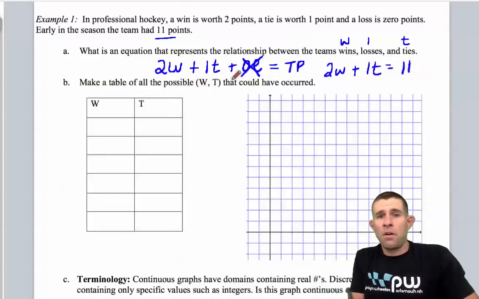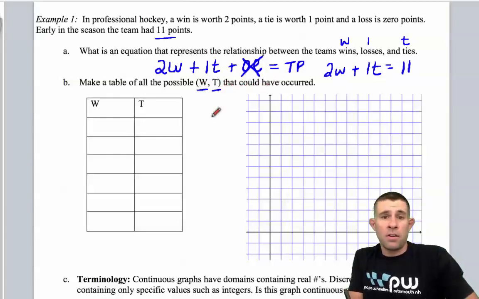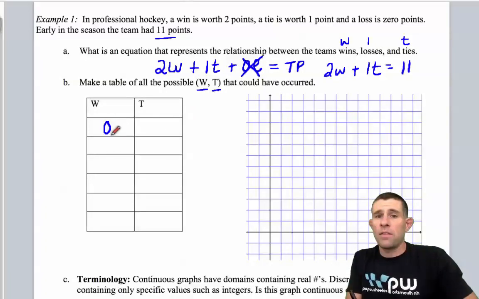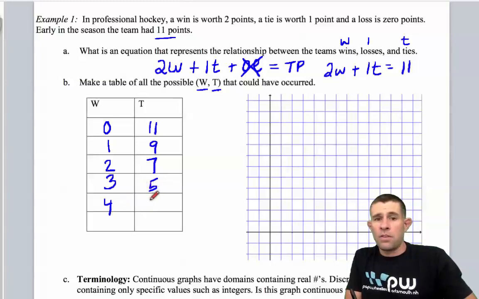Now, let's come up with all the possible outcomes of wins and ties that could have occurred. Now remember, wins and ties, the points always have to add up to equal 11. So let's say we had 0 wins. Therefore, we must have had 11 ties. Or we could have had 1 win, in which case we would have had 9 ties. 2 wins would result in 7 ties. 3 wins would be 5. 4 wins would give me 3, and finally 5 wins, I would have 1 tie.